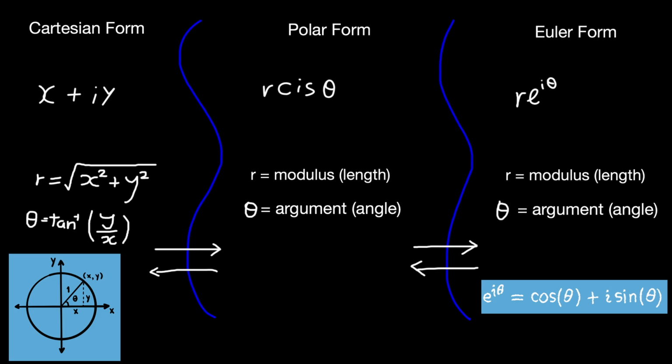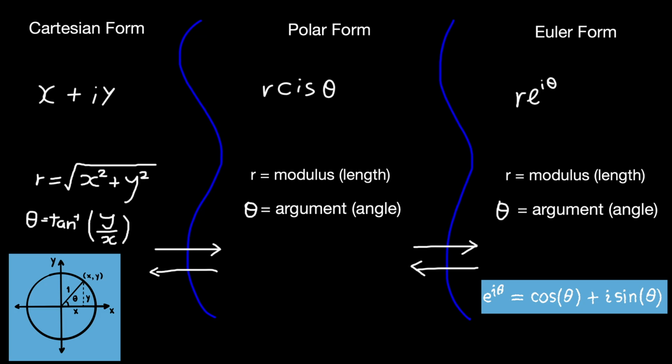If you're converting between polar and Euler form, you literally don't need to do anything. You can completely put the same modulus multiplied to Euler's constant to the power of i multiplied by the argument. And if you were converting from Cartesian form to Euler form, you perform the exact same operations to find r and theta and do the exact same.